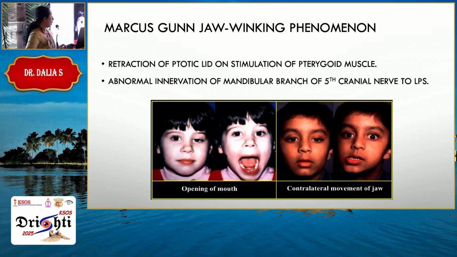Marcus Gunn jaw-winking phenomenon is associated with certain cases of congenital ptosis, where there is retraction of the ptotic lid on stimulation of the pterygoid muscle, which can be done by opening the mouth or contralateral movement of the jaw. With small children, you can even give a piece of candy or chocolate, which they will be chewing, and in small infants, even during breastfeeding, you can elicit this phenomenon.